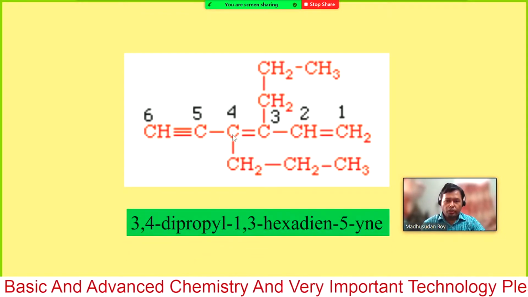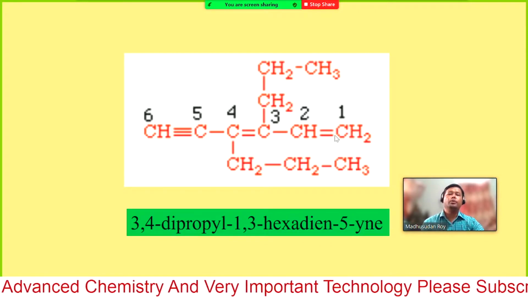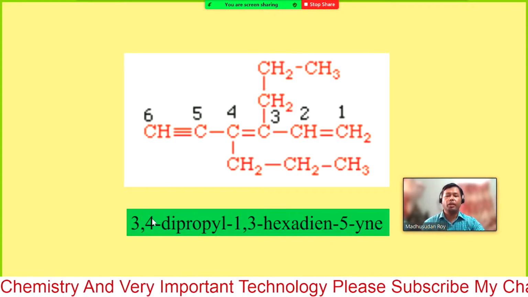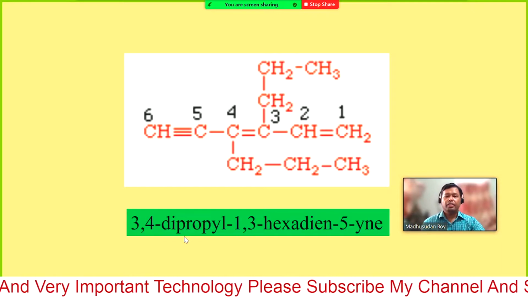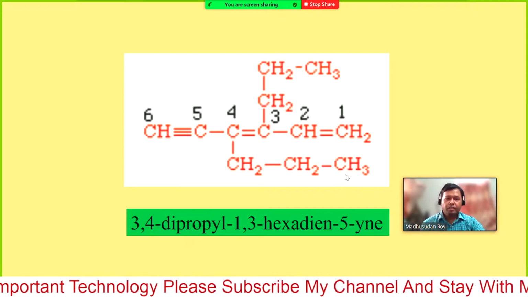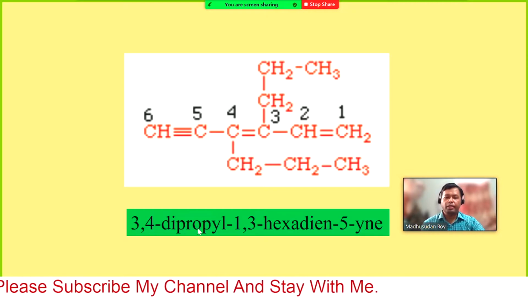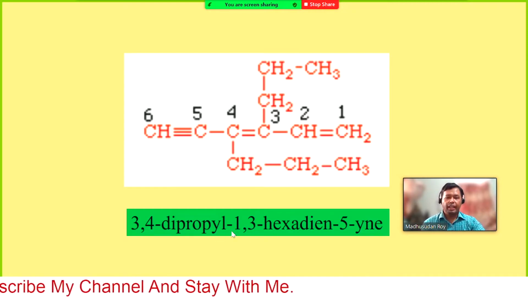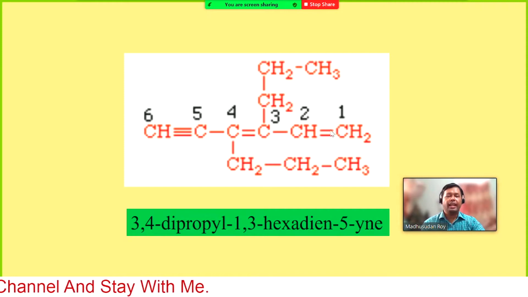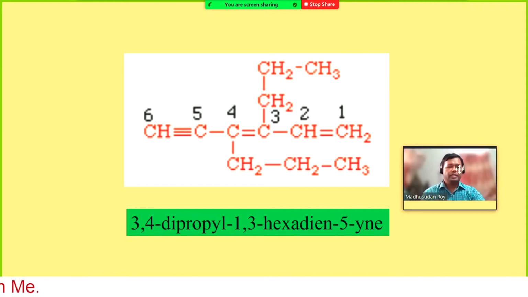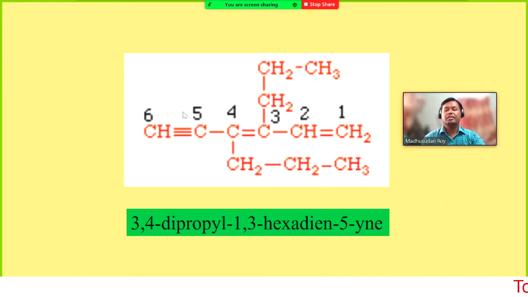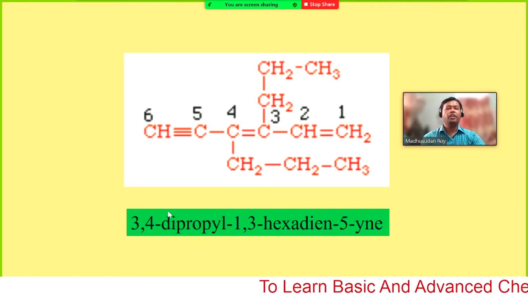We need to follow this. This is the parent compound. That means we have 3 double or triple bonds, and 3 dipropyl. That means these are the branches, so you need to mention the position of the branch. 3 dipropyl, and then 1 3 hexadiene. That means we have double bonds here and here. Hexadi and 5 yne, the position of the triple bond, 5 position. So this is the name of this compound.